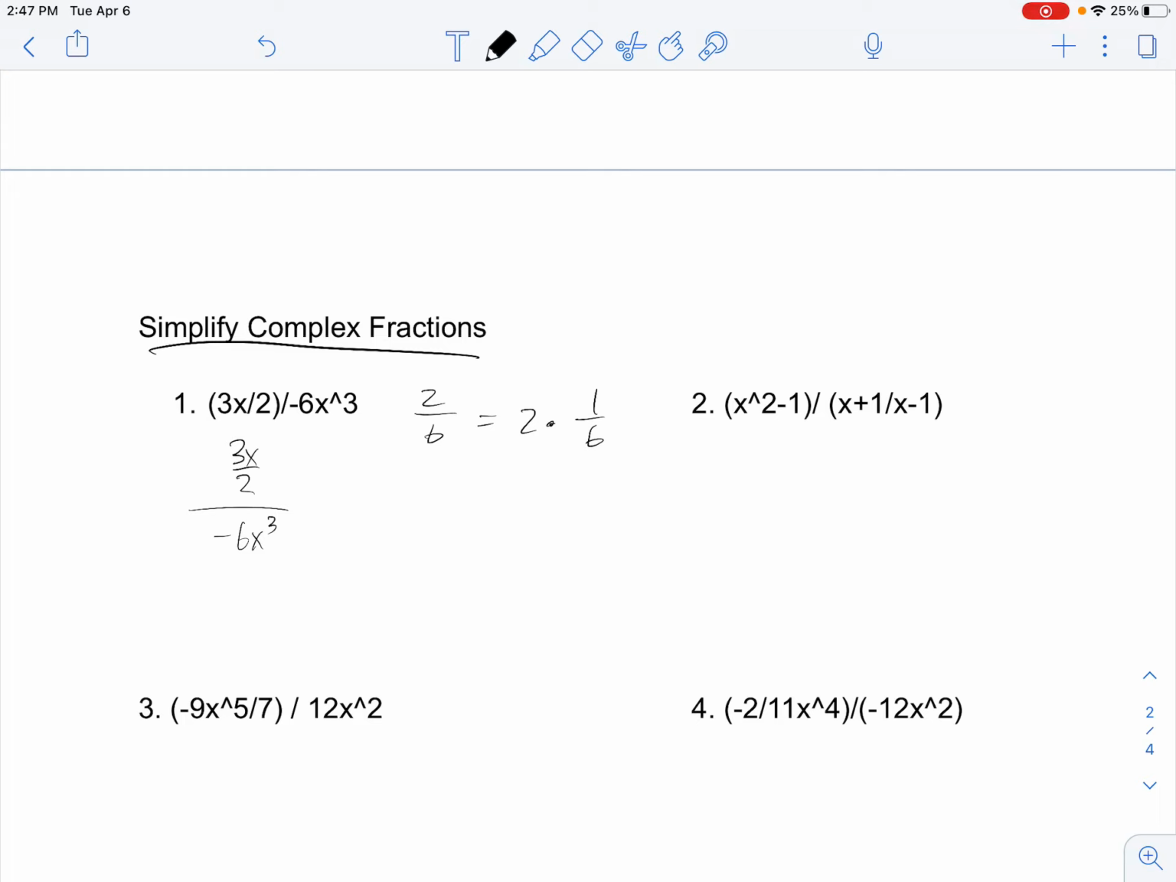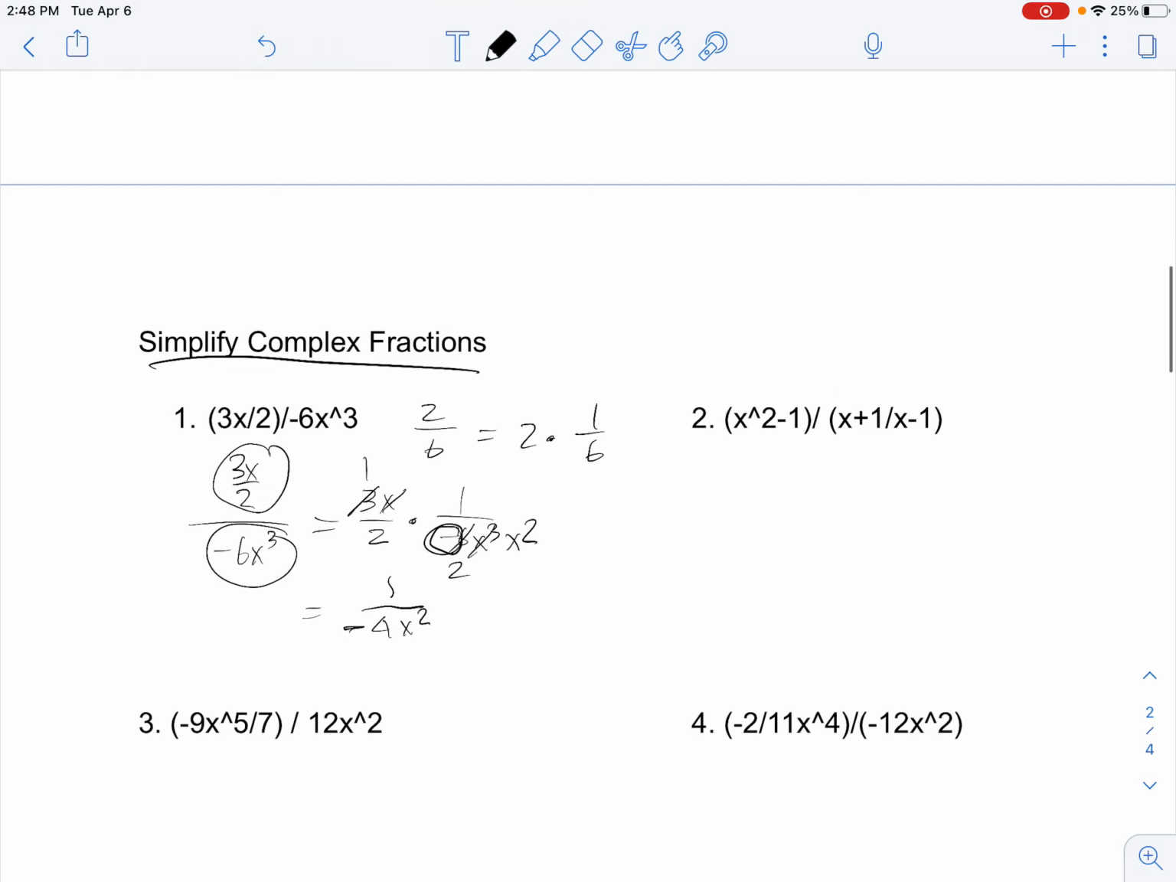In this case, we have 3x over 2 and negative 6x cubed. If we say 3x over 2 times 1 over negative 6x cubed, that would be the same thing as if I were to just divide it. Now, if I do this and I simplify by cross multiplying, like this, and we cross x and we get x squared, all we have left is 1 over 4x squared. Now don't forget there's a negative in front, so we also have to include that negative. Now we have negative 1 over 4x squared is our answer.